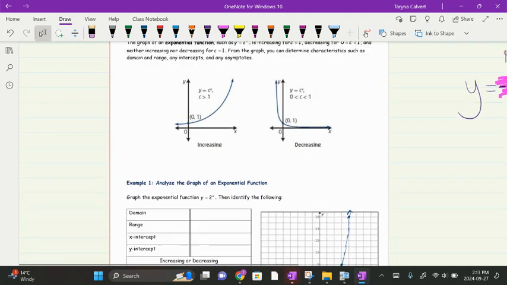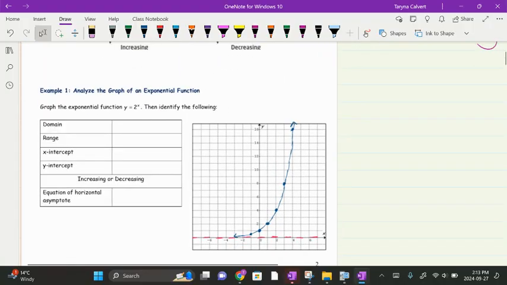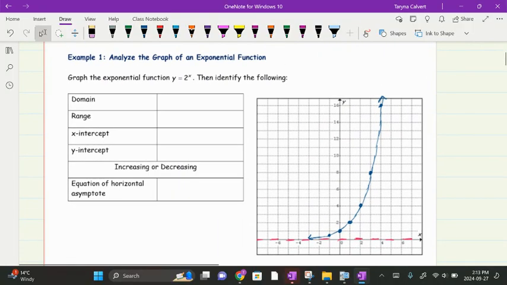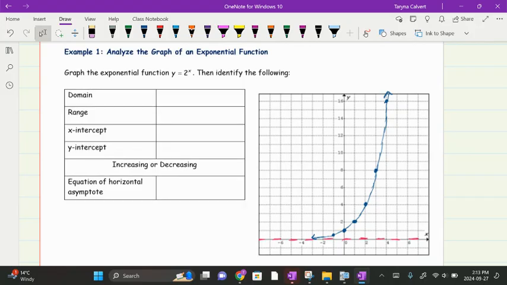So let's do some characteristics. With this, did you guys get a graph that looked like that? If you didn't put the horizontal asymptote in there, that's okay. But put it in there now. So with exponential graphs, they will approach a horizontal asymptote.